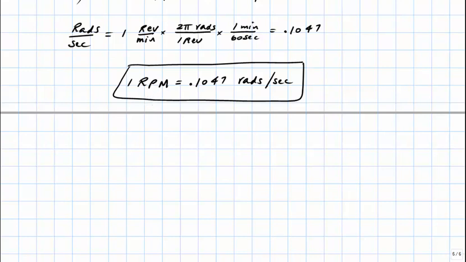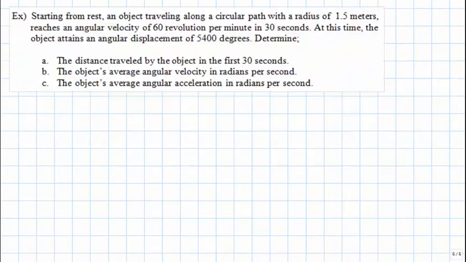We will now introduce an example involving the quantities that we've discussed thus far. Starting from rest, an object traveling along a circular path with a radius of 1.5 meters reaches an angular velocity of 60 revolutions per minute in 30 seconds. At this time, the object attains an angular displacement of 5,400 degrees. In part A, we would like to determine the distance traveled by the object in the first 30 seconds. Now, distance is denoted by the letter S.